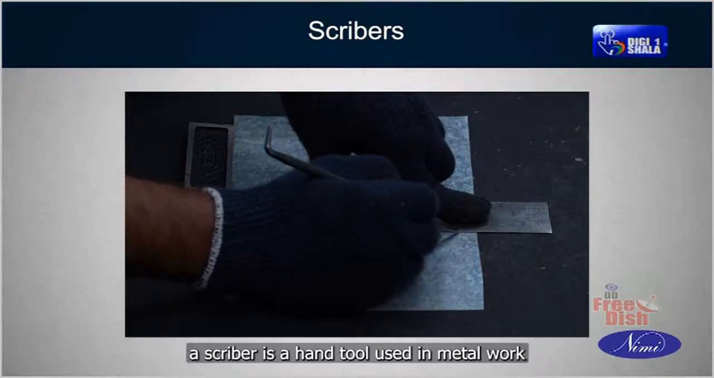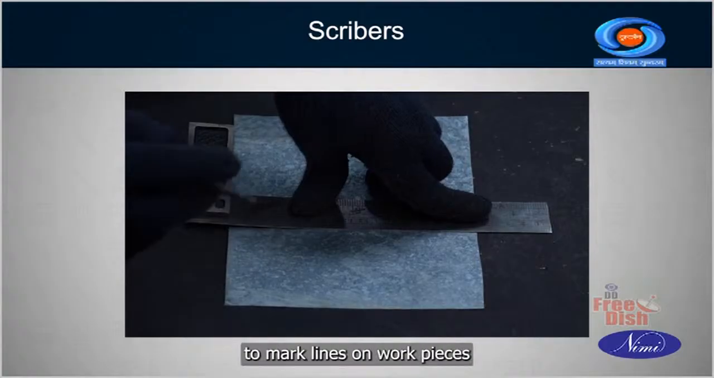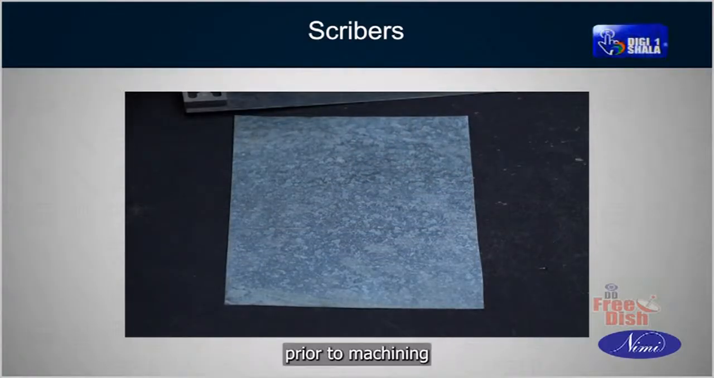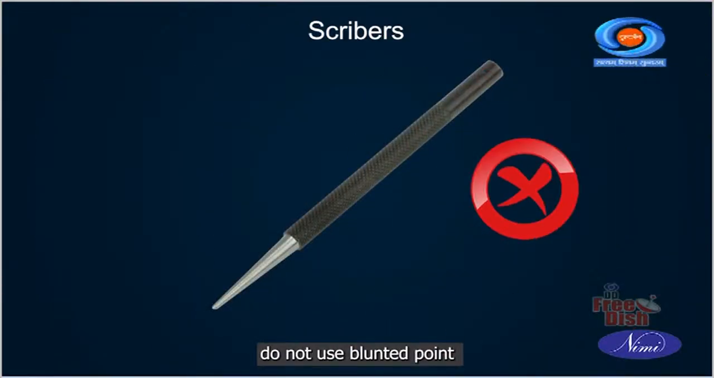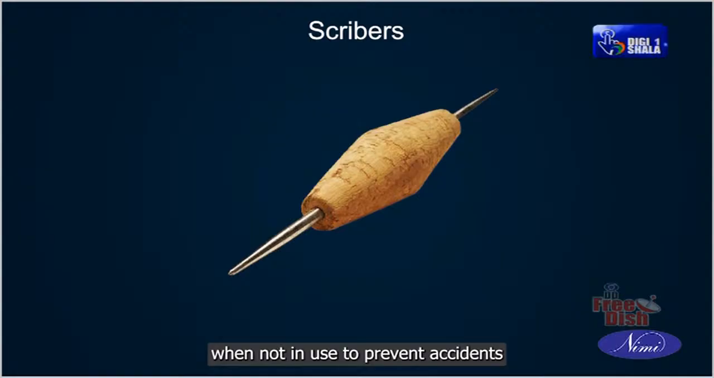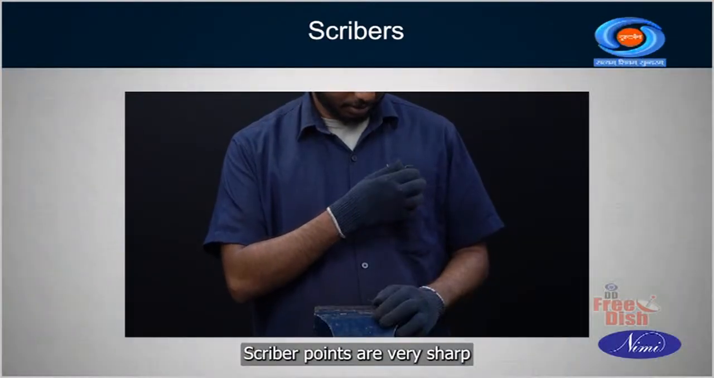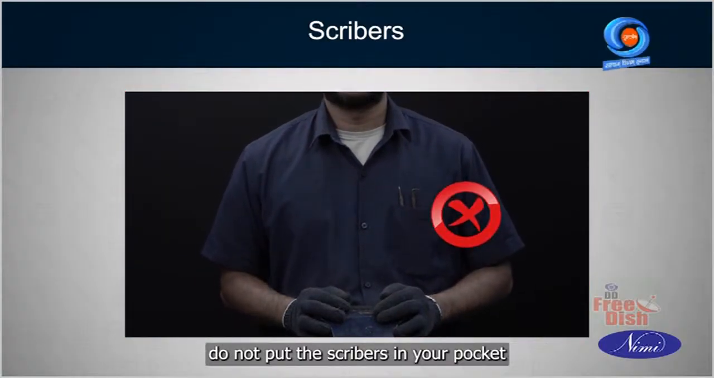Scribers. A scriber is a hand tool used in metal work to mark lines on workpieces prior to machining. While using scribers, do not use blunted point. Place a cork on the point when not in use to prevent accidents. Scriber points are very sharp, therefore, do not put the scribers in your pocket.